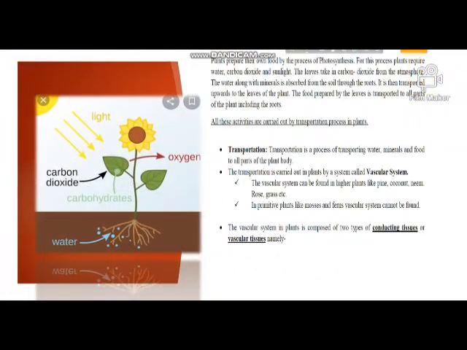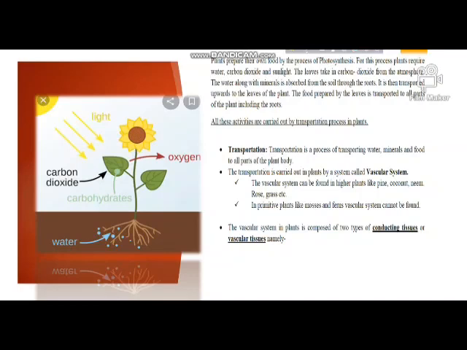The leaves take in carbon dioxide from the atmosphere as usual. Now, the matter is of water and minerals. How do the plants take water and minerals? The plants actually absorb them from the soil. Now all this water, the minerals and the nutrients prepared are transported. And what is transportation? Transportation is the process of transporting water, minerals and food to all parts of the plant body. This transportation, as said earlier, is carried out by the vascular system.